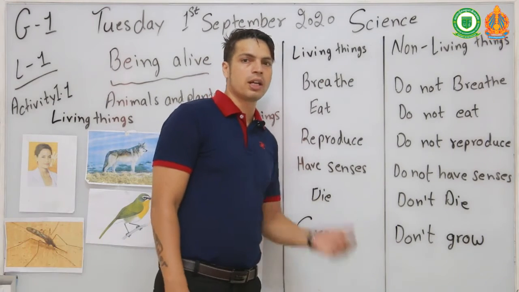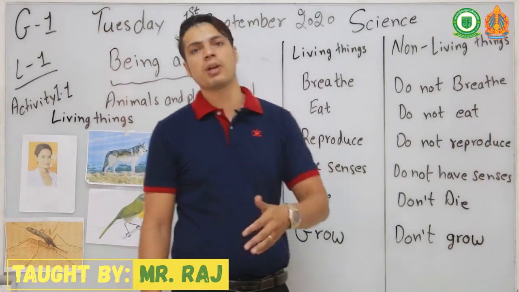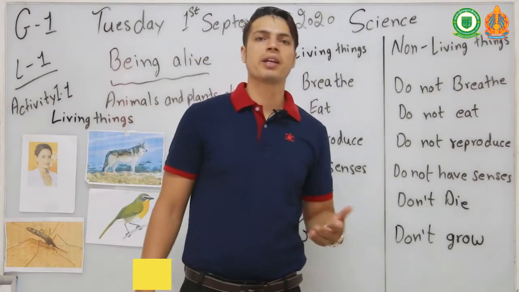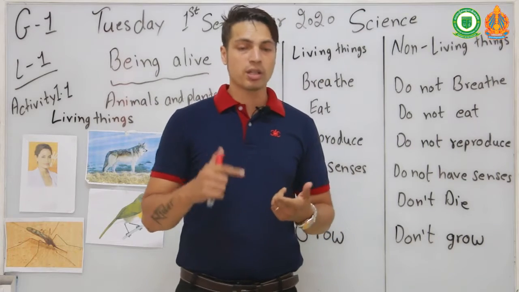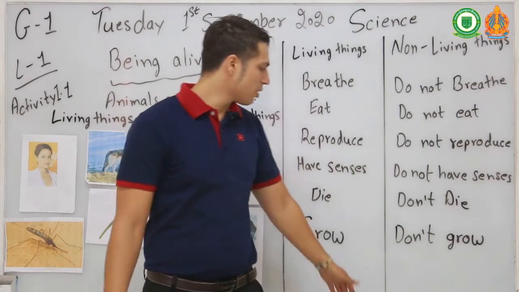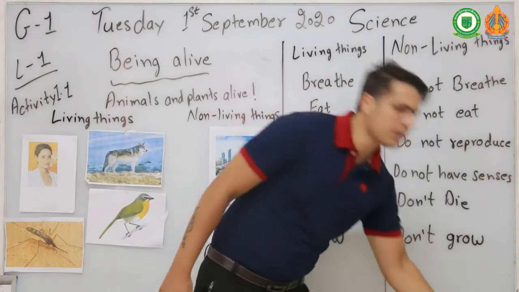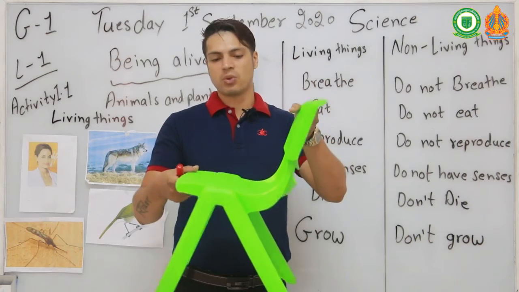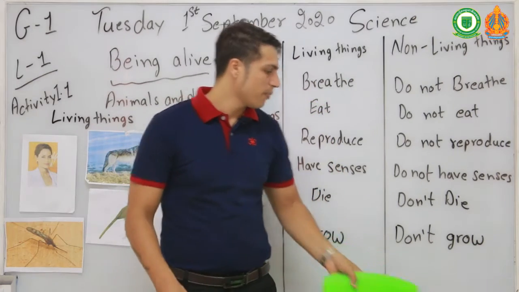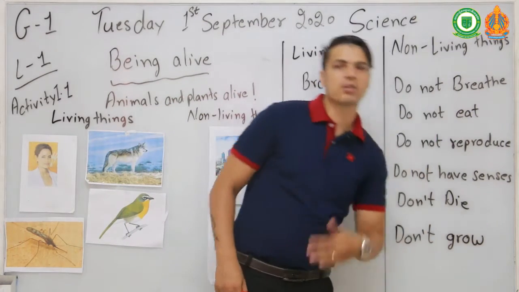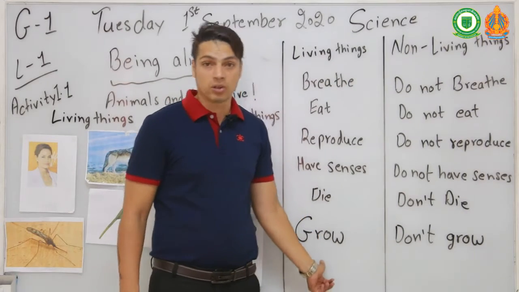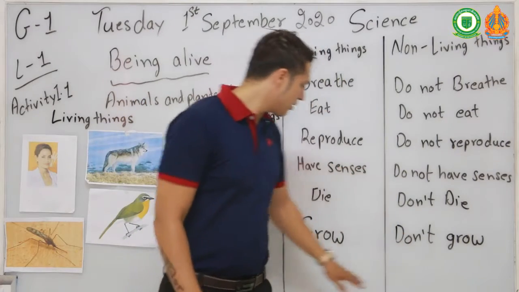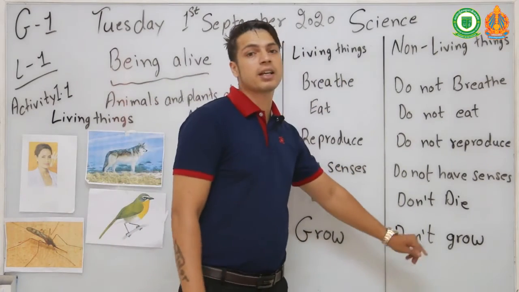Living things grow. We human beings grow big. When we are born, we are little babies, and then we grow big. That's why we need food to grow big. But non-living things don't grow. This is a small chair, so it will not grow. It will just be a small chair for a long time. Non-living things cannot grow, but living things can grow. All living things grow big. So these are the differences between living things and non-living things.